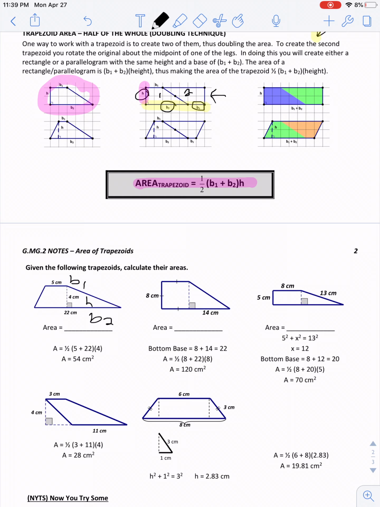Plug it in: 1/2 times parentheses 5 plus 22, which is 27, times 4. You can multiply those in any order. Most people, I would try to do the 1/2 times 4 first, which is 2.